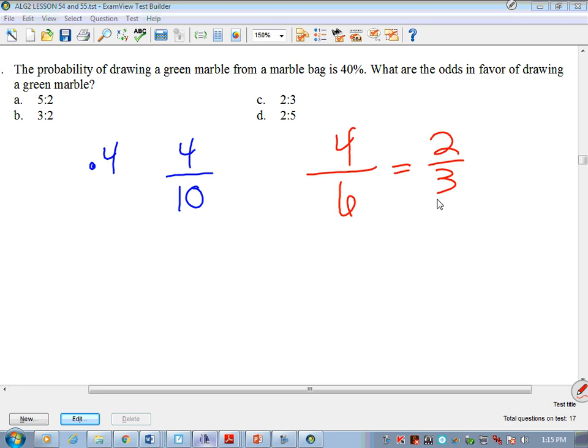Okay? So we understand probability and odds a little bit better now. Okay, they're not the same. So actually, with odds, we need to find out how many are not what I want. Yeah, I subtracted. Okay, does that make sense?